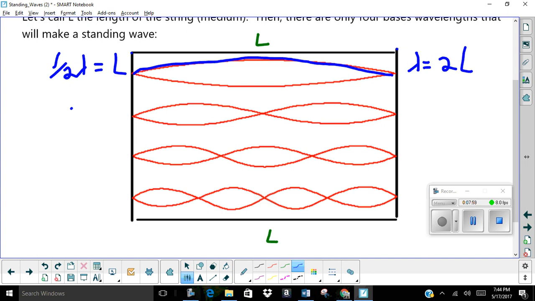Now, for the second standing wave, the second harmonic, you've got a full wavelength. One up, back to equilibrium, one minimum, and then back to equilibrium again. So in the second harmonic, the wavelength is going to equal the length of the string, they kind of mean the same thing.